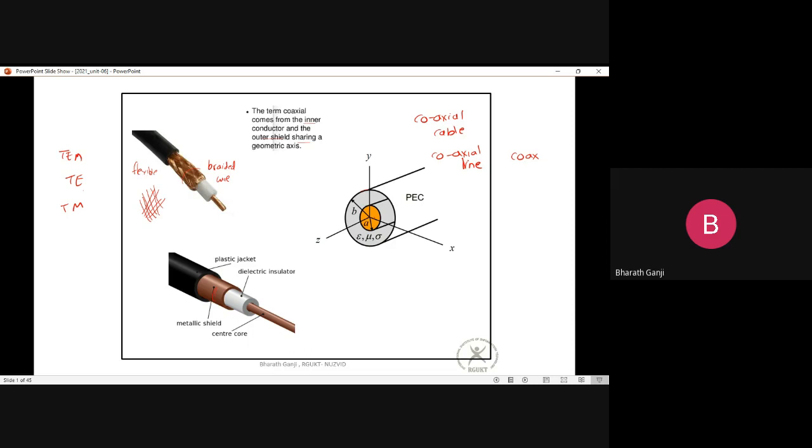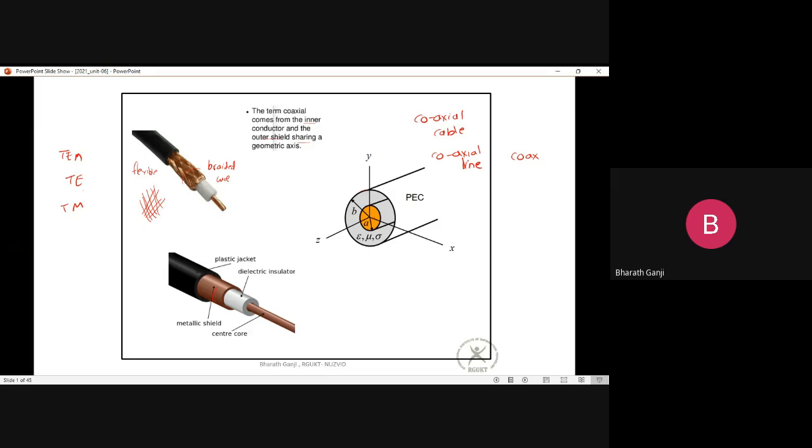So to know that and what kind of limitations, first of all we need to understand what a coaxial cable does, right? So let us try to find what kind of modes a coaxial cable can propagate, because I can see that there are two conductors.